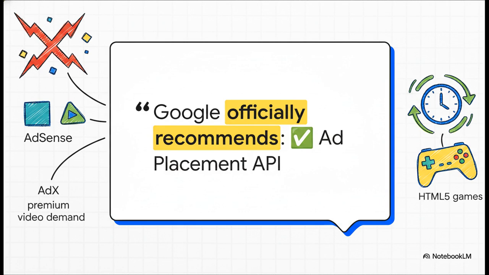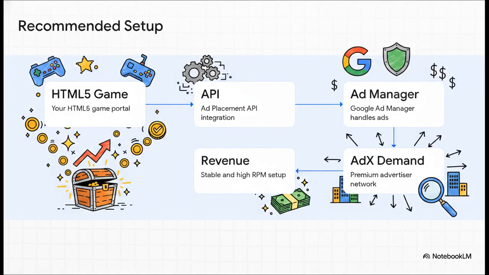What makes this so unbelievably powerful is that this single API internally handles AdSense, AdX, and Premium Video Demand, all at the exact same time. It automatically decides what ad to show, when to show it, and controls the frequency, so you never have to manually manage video ads again. Here is the recommended architecture flow. It's brilliant in its simplicity.